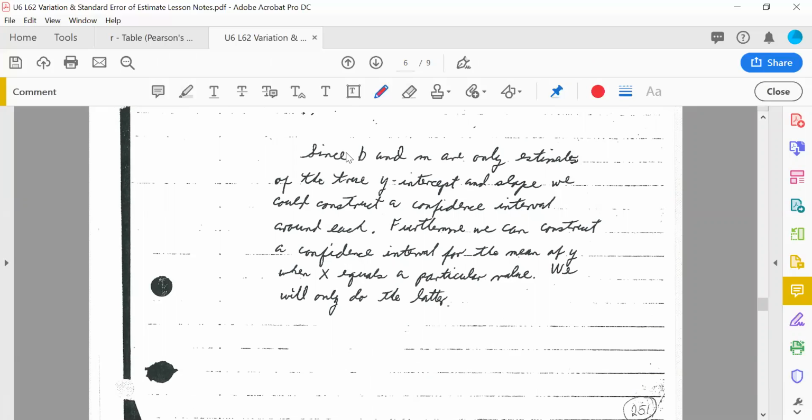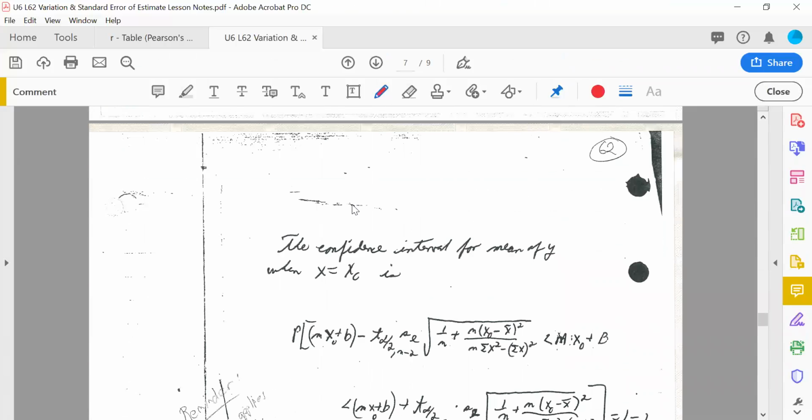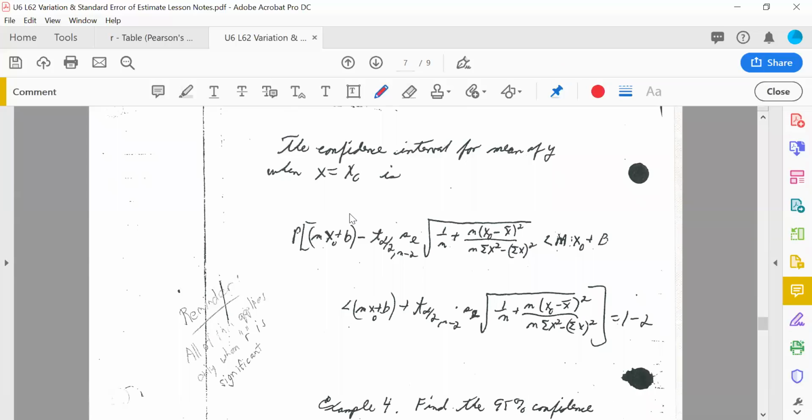In this paragraph, lowercase b and lowercase m are only estimates of capital B and capital M, thus bringing up the point of a confidence interval. And ladies and gentlemen, this is the confidence interval. Holy moly guacamole. I am going to write this again, all right?